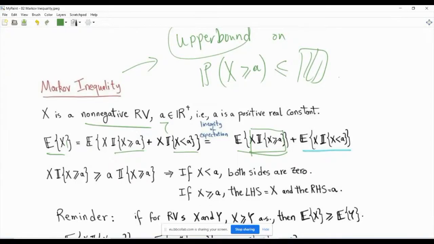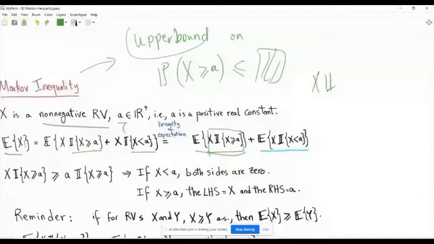Okay. So claim that x indicator x greater than or equal to a is in fact greater than or equal to a indicator x greater than or equal to a. And this statement is sort of deterministic. If you fix a value of x, then this is true. The best way to verify this is to investigate the possible values of the indicator function. There are just two possible values, so there are two cases.